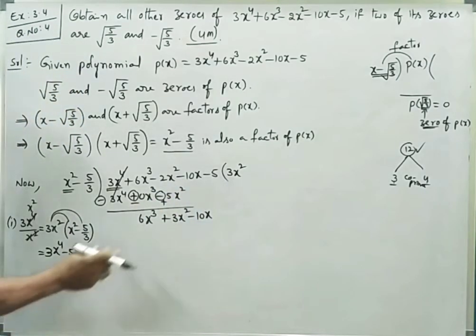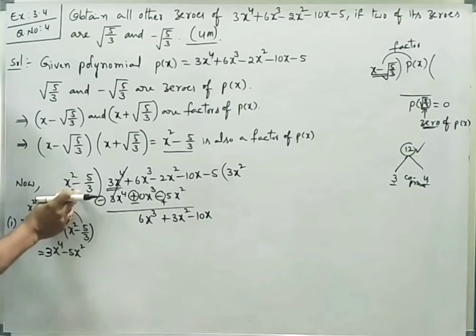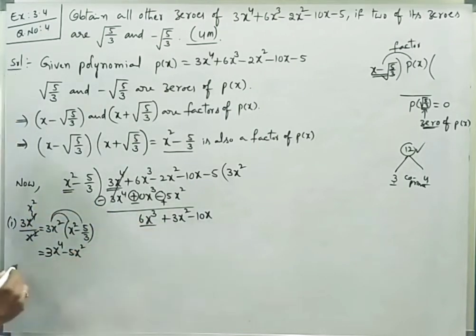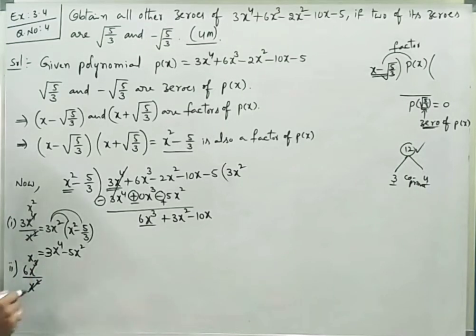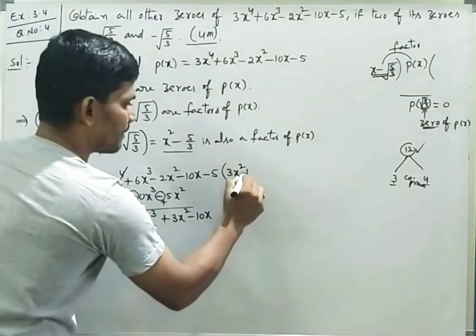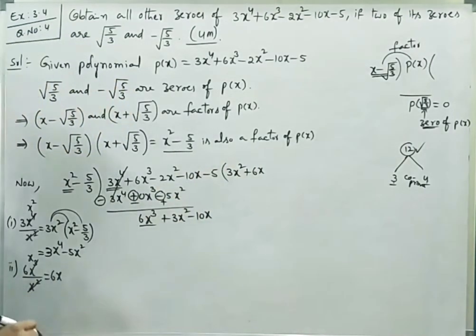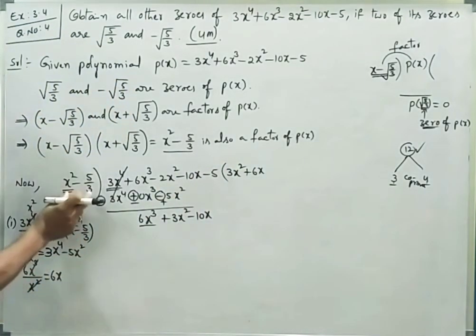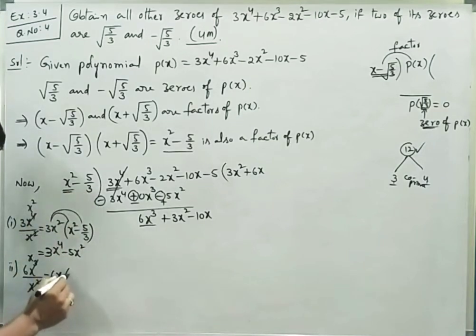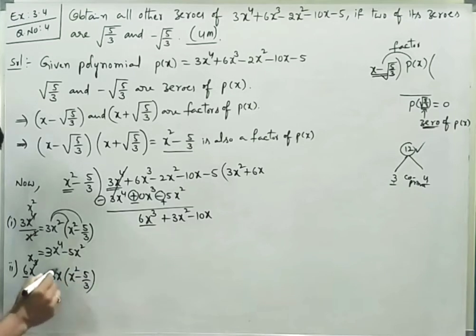Now as usual, highest degree term by highest degree term. Here 6x cubed, second step, 6x cubed by x square. X square, you would have 1x there. That is 6x is the second term in the quotient. Now with this 6x, you have to multiply these two. Let me multiply here itself, x square minus 5 by 3.